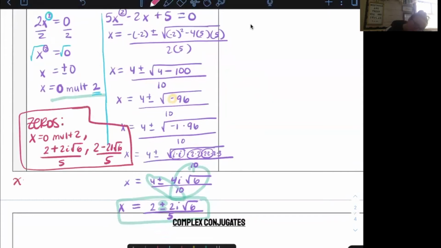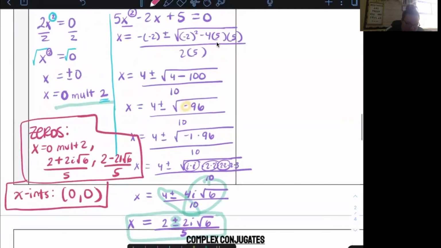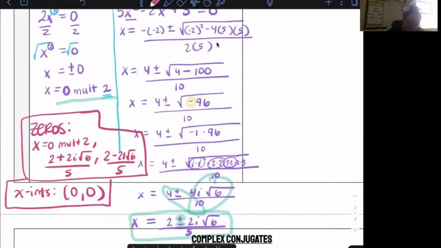Now, if you wanted to write these as x-intercepts, we can't graph the imaginary solutions, so you don't have to write the imaginary solutions as x-intercepts. You would just tell me the real one, which is (0, 0), because that's the only one we would care to graph. We're not going to graph the imaginary ones on the real number line. And of course, I would have accepted these answers too if you had written them together, as 2 plus or minus 2i root 6 over 5.